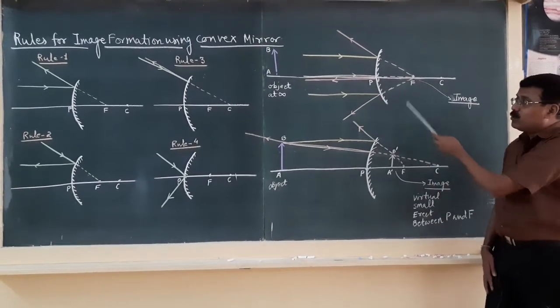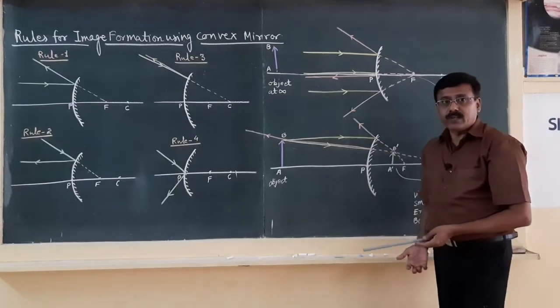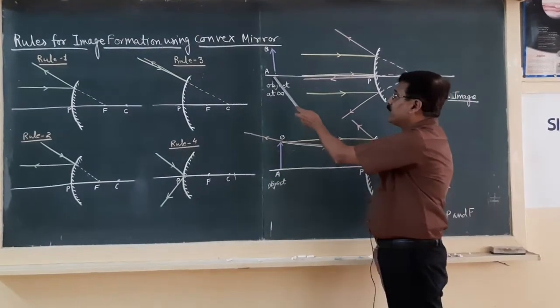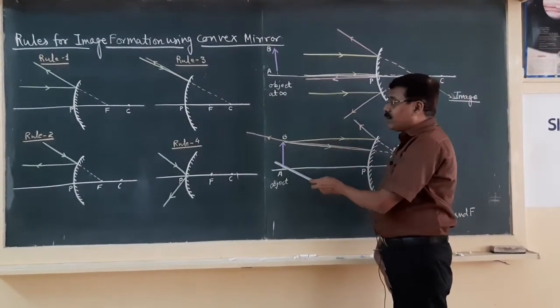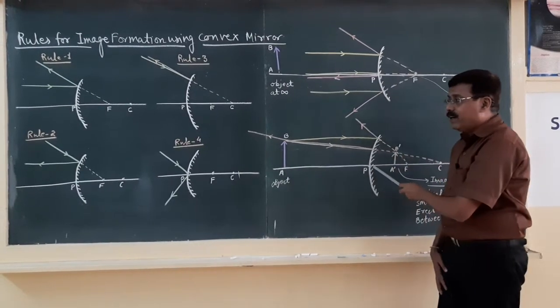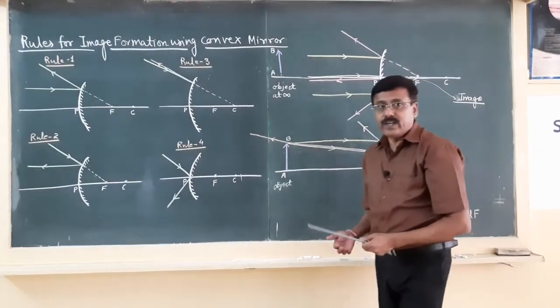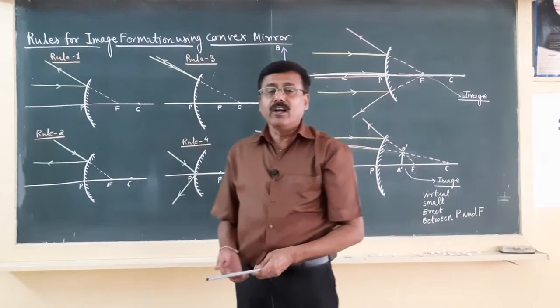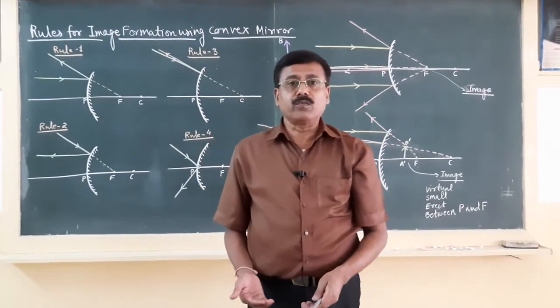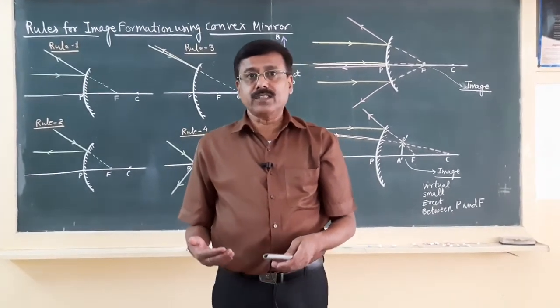So, these are the 2 cases for image location. The first, when the object is at infinity; the second, when the object is between infinity and the pole. So, in this way you can understand very clearly how image formation takes place in the case of a convex mirror.